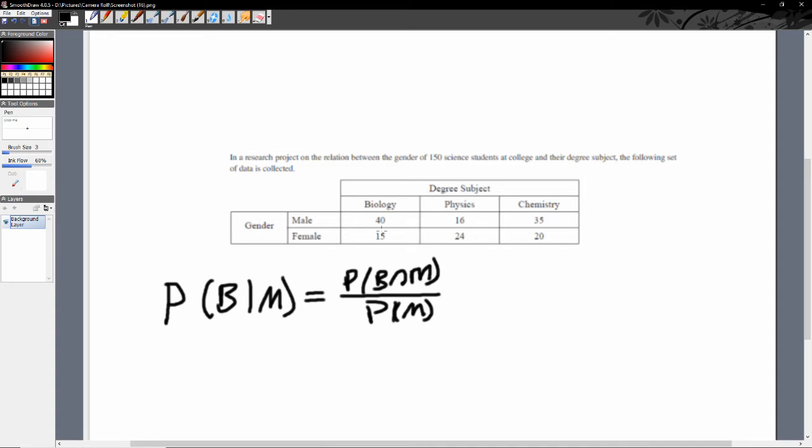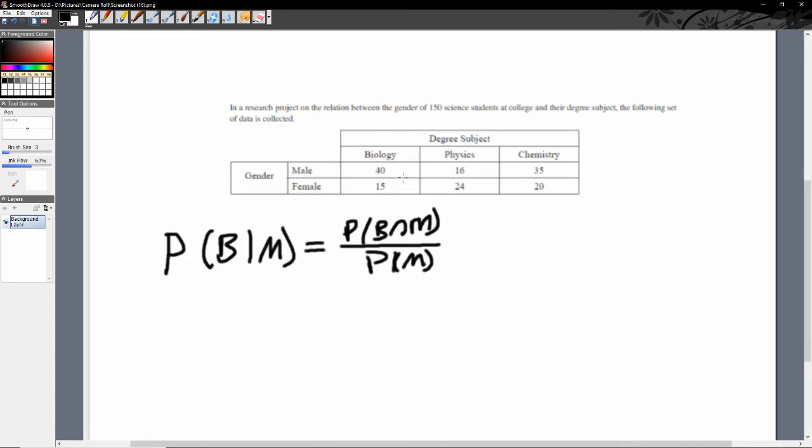So, the first thing that you'd have to do in going about solving this problem is find the various totals. The total number of people studying biology is 55, 40 plus 15. The total number of people studying physics is 40, and the total number of people studying chemistry is 55. The total amount of males in the class is 40 plus 35 is 75, plus 16 is 91, and the total number of females is 35 plus 24 is 59.